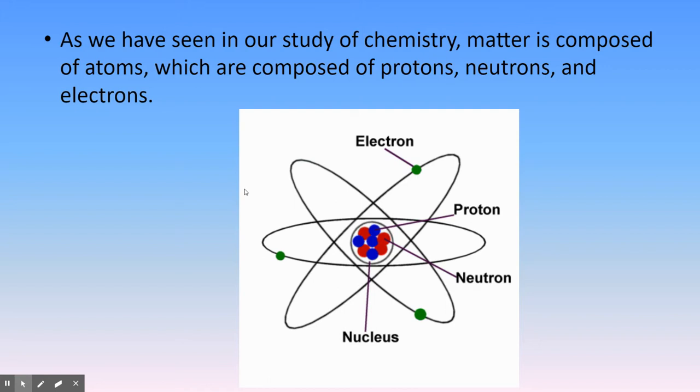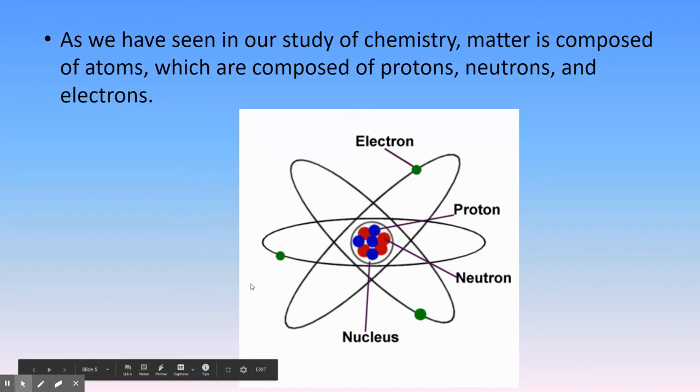So as we've seen in chemistry, matter is composed of atoms. Here's a picture of an atom, and it's got a nucleus, and inside the nucleus are the protons and the neutrons, and buzzing around in the electron cloud are the electrons on the outside. You guys remember that.